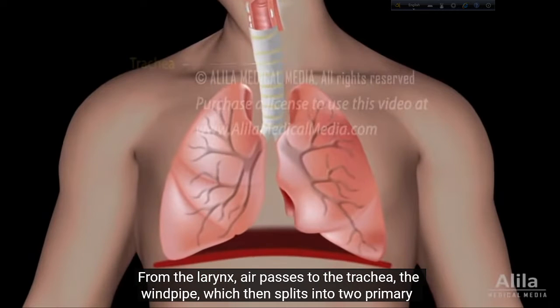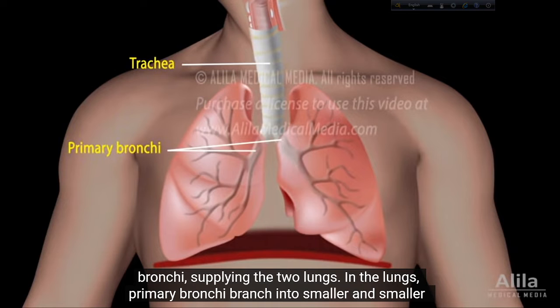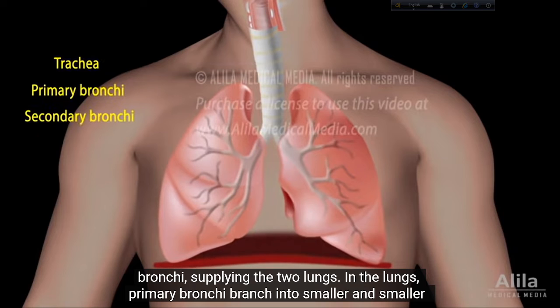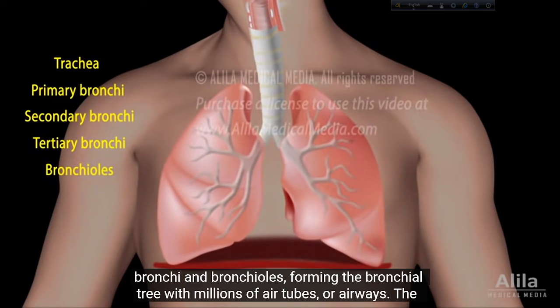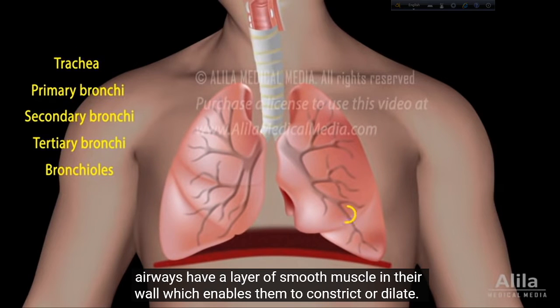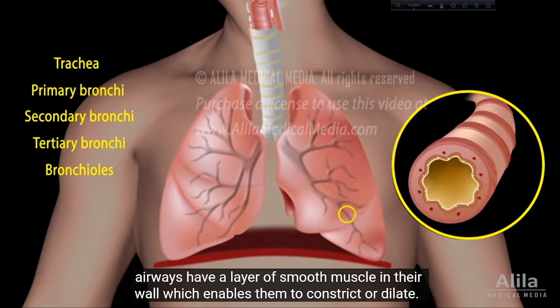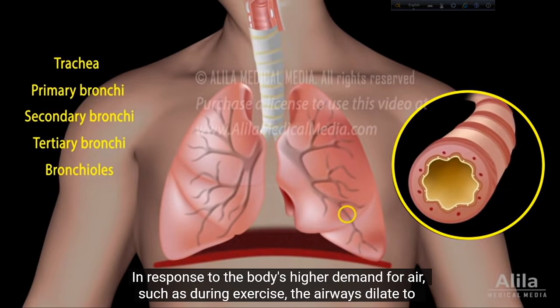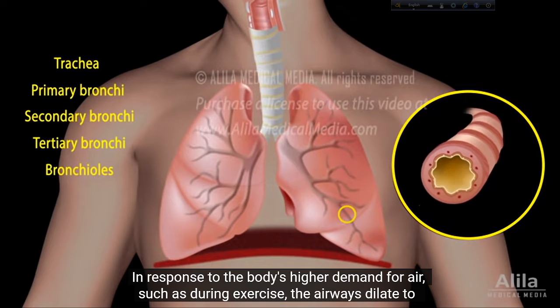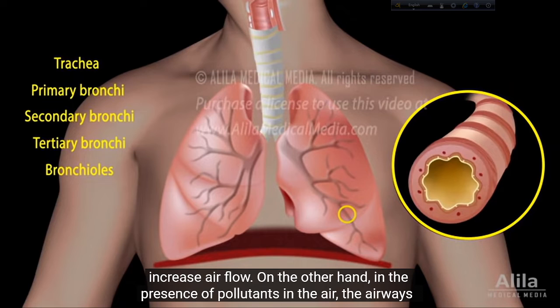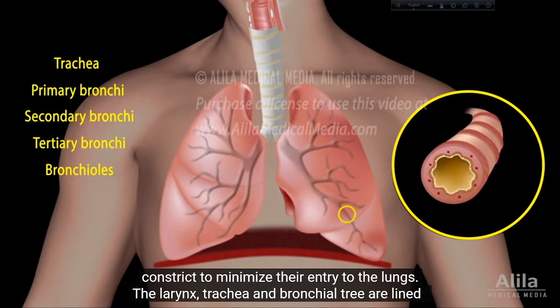From the larynx, air passes to the trachea, the windpipe, which then splits into two primary bronchi, supplying the two lungs. In the lungs, primary bronchi branch into smaller and smaller bronchi and bronchioles, forming the bronchial tree with millions of air tubes or airways. The airways have a layer of smooth muscle in their wall, which enables them to constrict or dilate. In response to the body's higher demand for air, such as during exercise, the airways dilate to increase airflow. On the other hand, in the presence of pollutants in the air, the airways constrict to minimize their entry to the lungs.